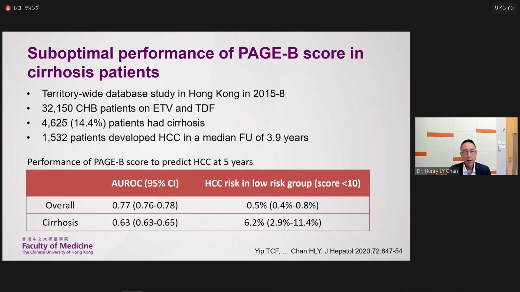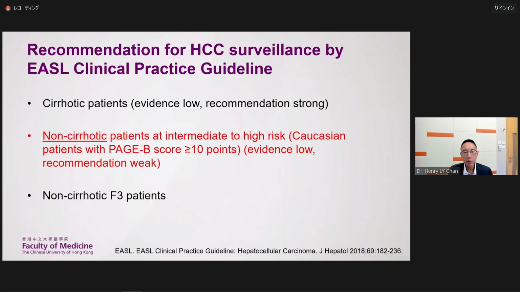So in other words, this study clearly shows that PAGE-B score does not work in cirrhotic patients, and cirrhosis is still important. Now, when you read the EASL guideline for HCC surveillance, in fact, they comment that all cirrhotic patients should undergo HCC surveillance. Non-cirrhotic patients at intermediate to high risk PAGE-B score should also have surveillance. In other words, only non-cirrhotic patients with low PAGE-B score can be exempted from HCC surveillance. So still, we need to diagnose cirrhosis.